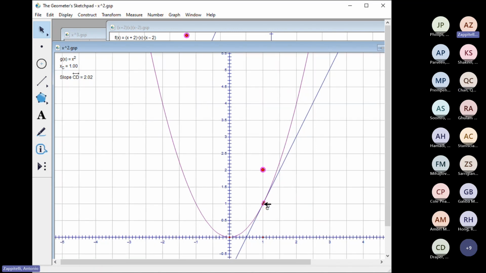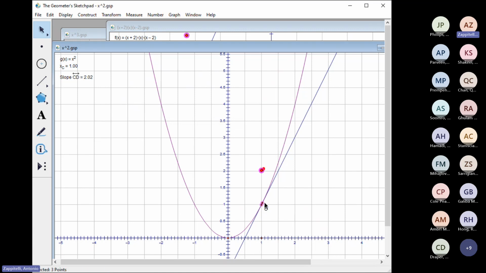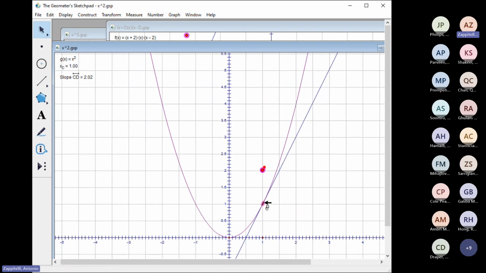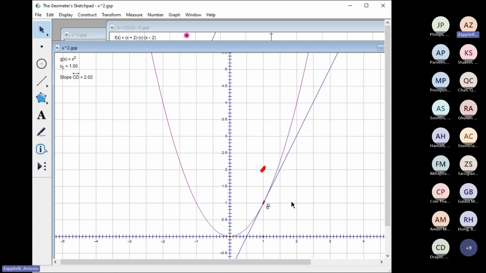So let me do that here. I'm going to, oops, that's not what I want to do. Let's see if I can get this here. Well, I'm not sure why it's doing that. Let's try again. This is an old program.